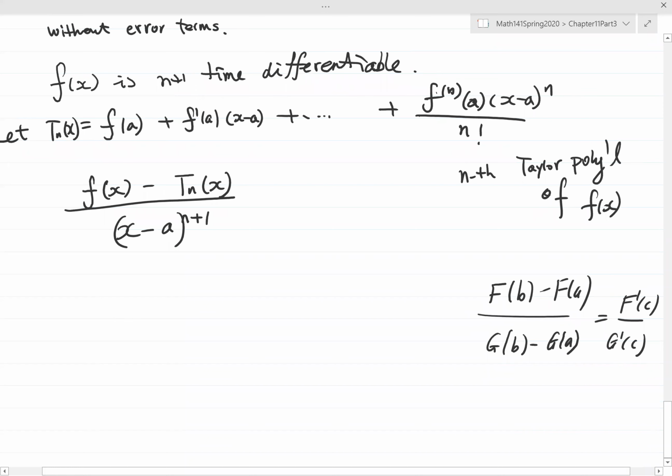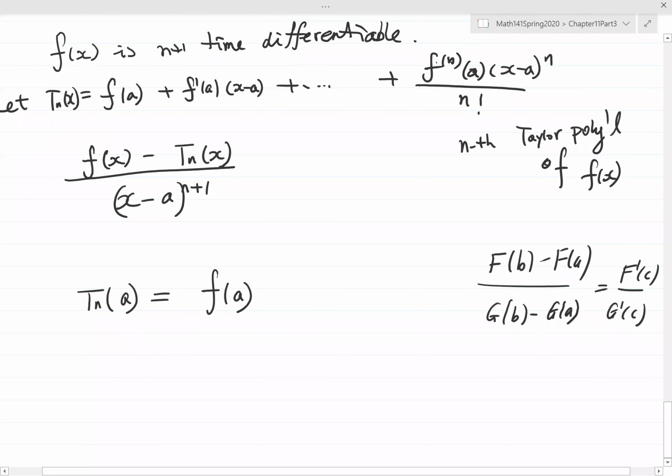First of all, we know T_n(a). What is T_n(a)? Plugging x by a, what happens? You have a bunch of a minus a, so you get a bunch of zeros. So T_n(a) is equal to f(a).